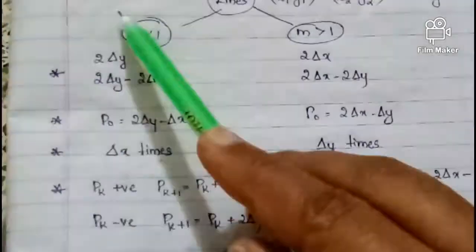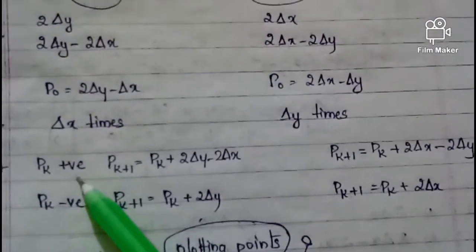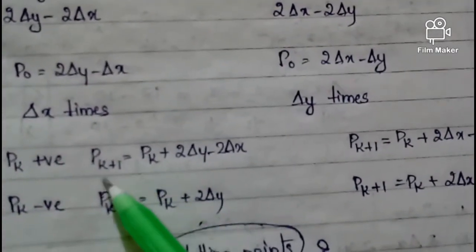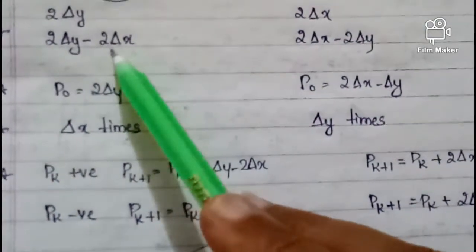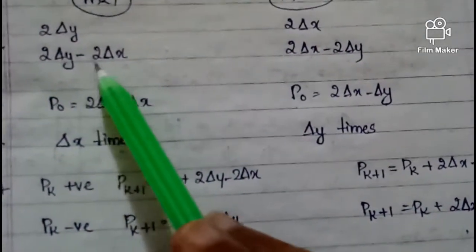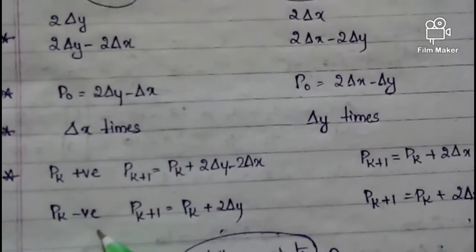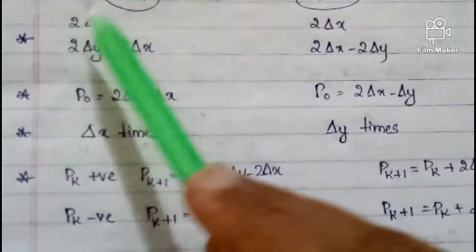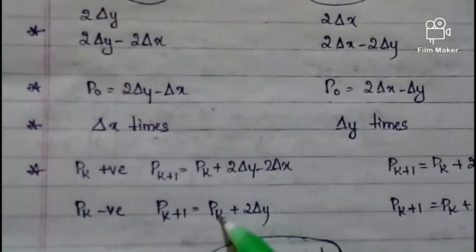Now one more thing. In this algorithm, if pk is positive, then the equation used to find pk plus 1 is pk plus 1 equals pk plus 2 delta y minus 2 delta x. That means this value. And if pk is negative, then the equation becomes pk plus 1 is equal to pk plus this value 2 delta y. Okay, so you will be using these two constants in these two equations.